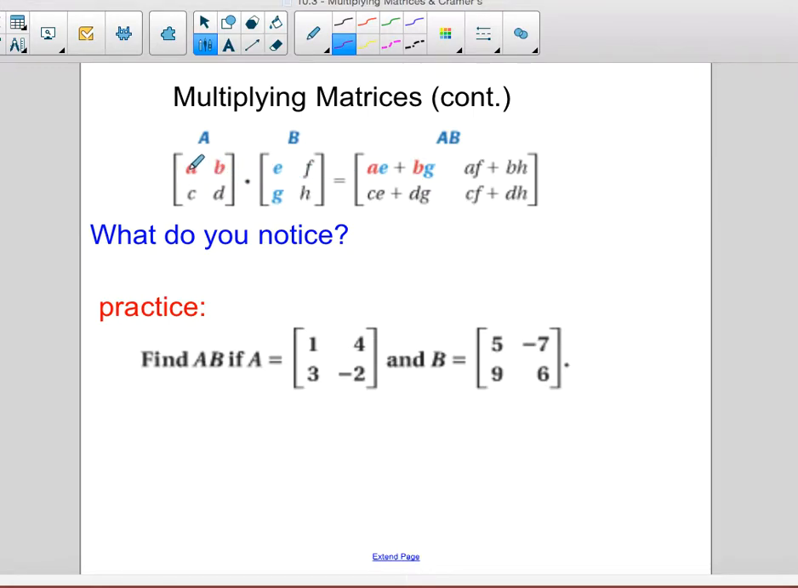So here we have A times B, and what we see is we're always going to multiply the rows by the columns, and that's always going to happen. We're going to take the row of the first one, multiply it by the column of the second one. And what we're going to do is we're going to add, right?